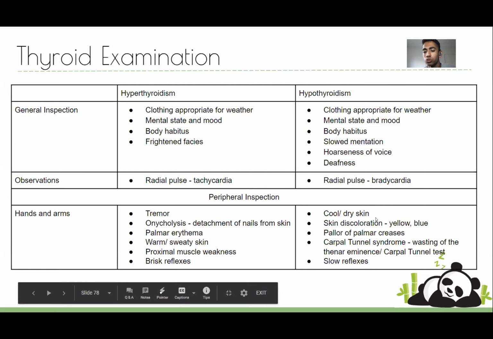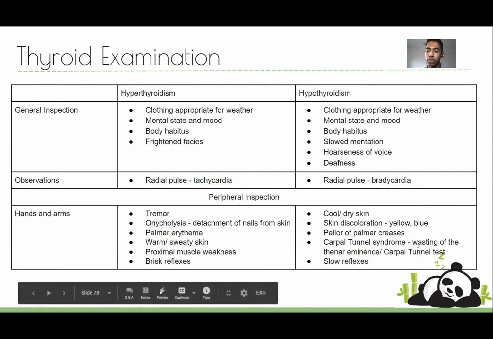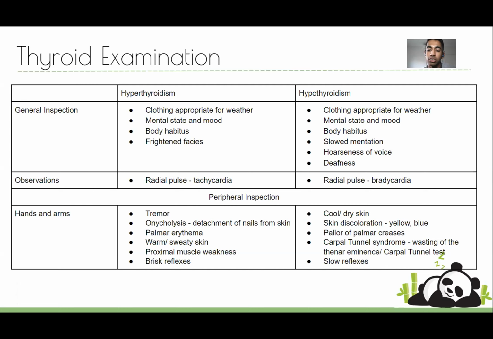In hypothyroidism, you're going to be looking for cool, dry skin, skin discoloration, yellow or blue, whether they're jaundiced or cyanotic, if you've got anemia, and carpal tunnel syndrome, so you'll check for wasting of the thenar eminence, so you do Tinel's or Phalen's test. And if you've got slow reflexes, that's all to do with slowing and reduced peripheral perfusion, things like that.